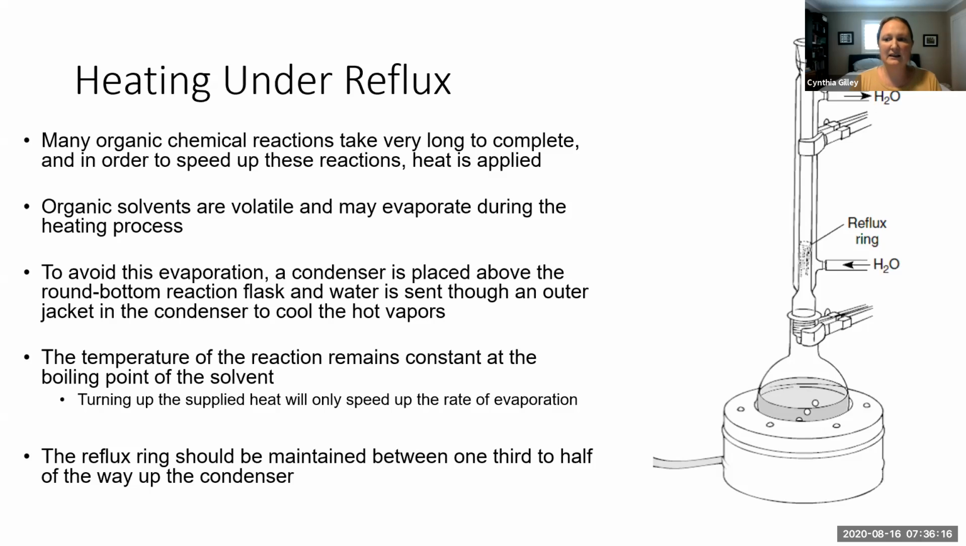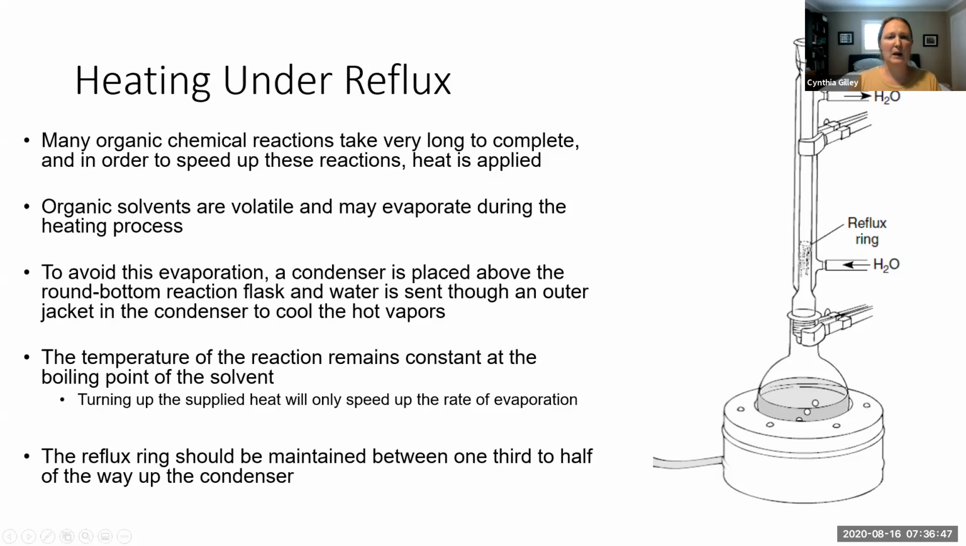You can see on the diagram, it mentions what's called a reflux ring. That's basically the top point at which you can see condensation of the solvent vapor. So we would ideally like this reflux ring to be around 1/3 to 1/2 of the way up the condenser. If it gets too far up, you have the potential to lose some of your solvent through the top of the condenser through evaporation, which we would like to avoid.